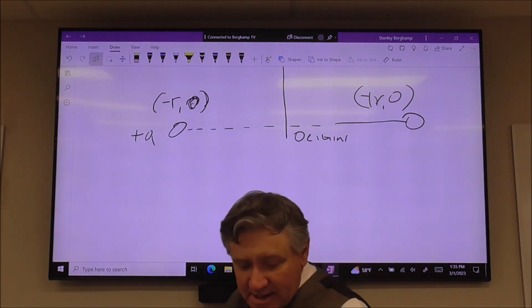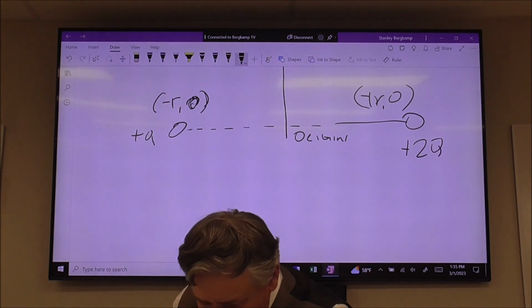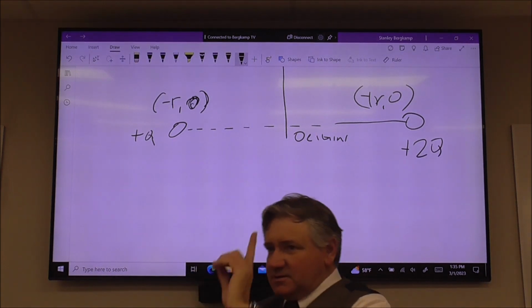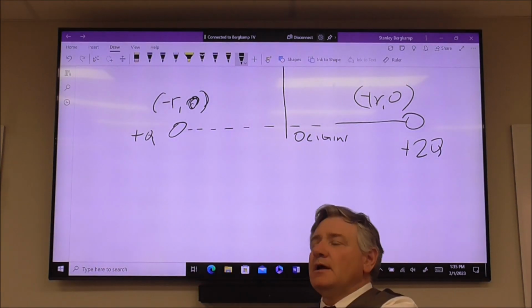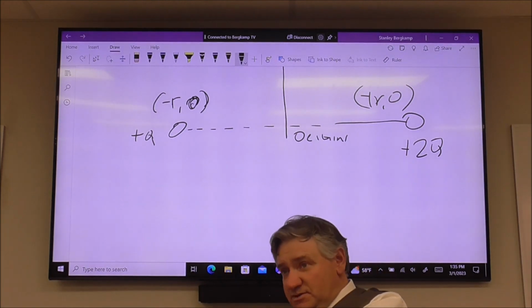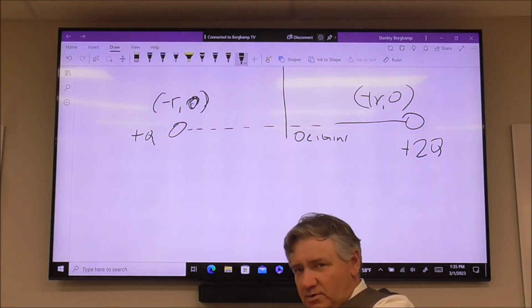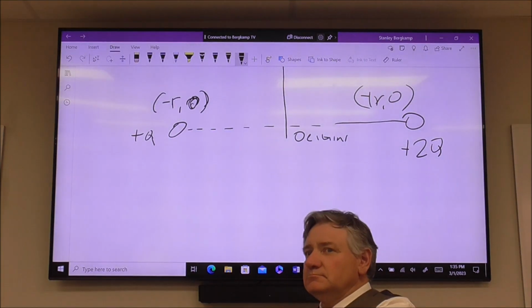So, I've got a positive Q, and then over here I have a positive 2Q. So let's start with this idea. Is there a point in between those charges where the net electric field would go to zero? Yes.